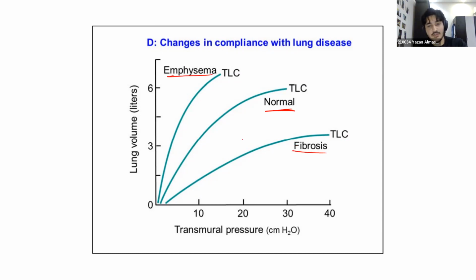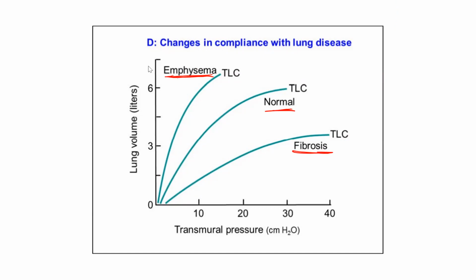I want one of you in the chat to tell me what's happening to the compliance in emphysema and what's happening to the compliance in fibrosis. Is it increasing, decreasing, or what? In emphysema the compliance increases, and in fibrosis it decreases. Correct. We can't exactly measure it, because measuring it would take a long time.